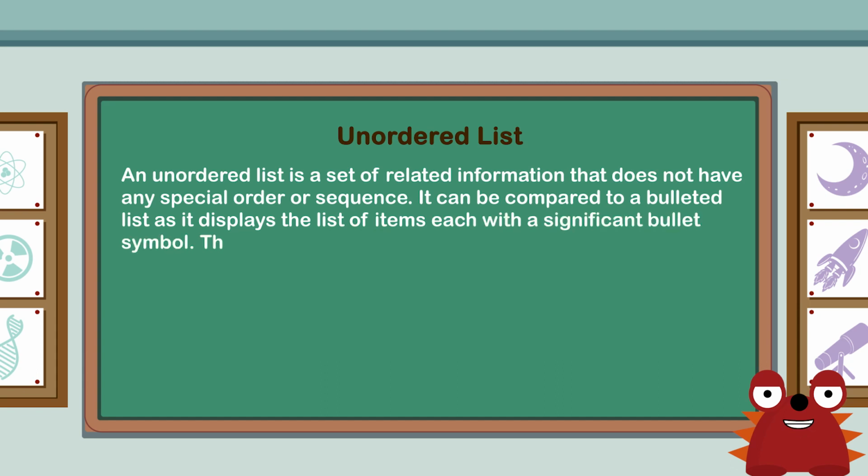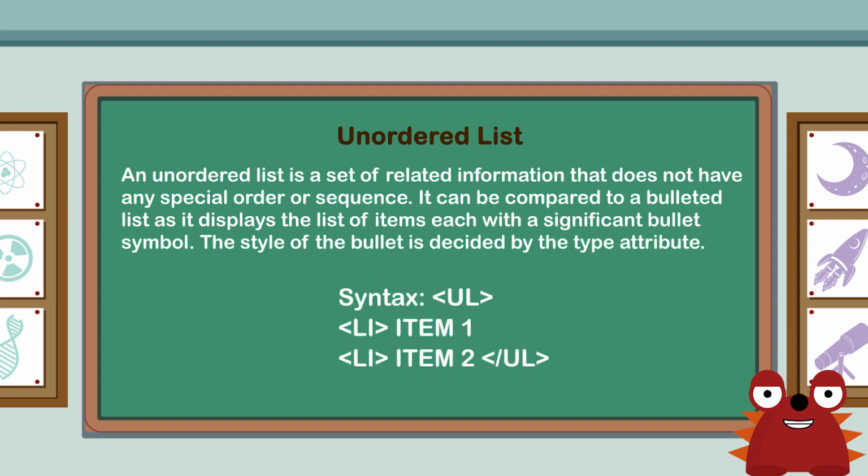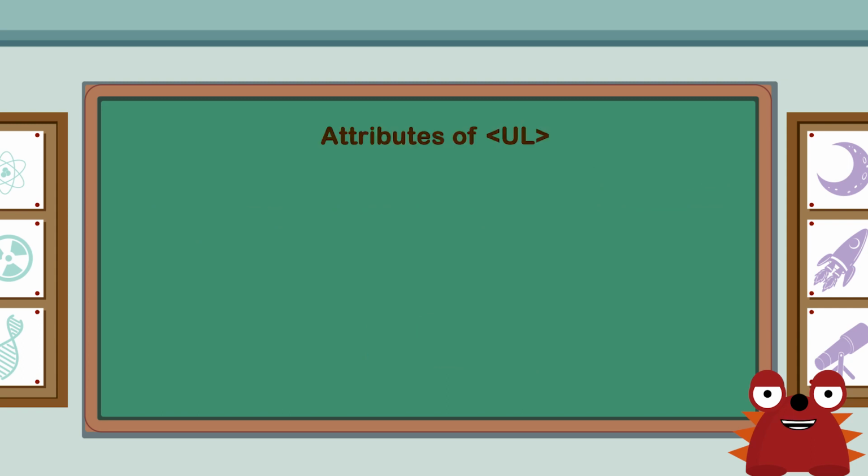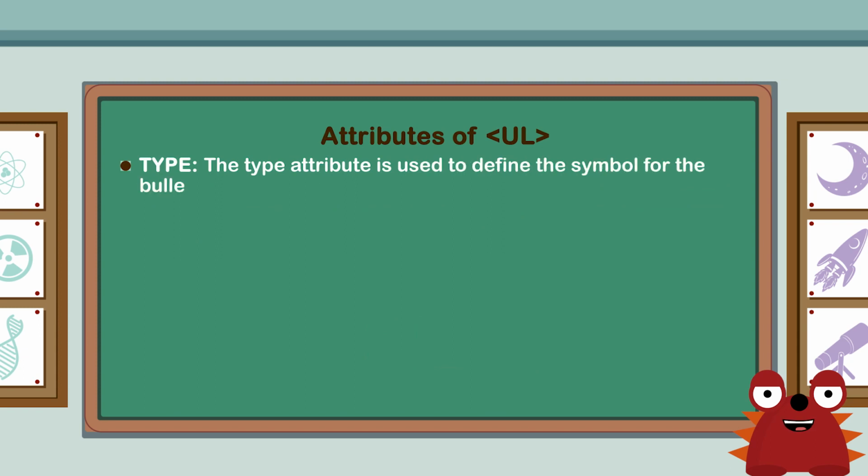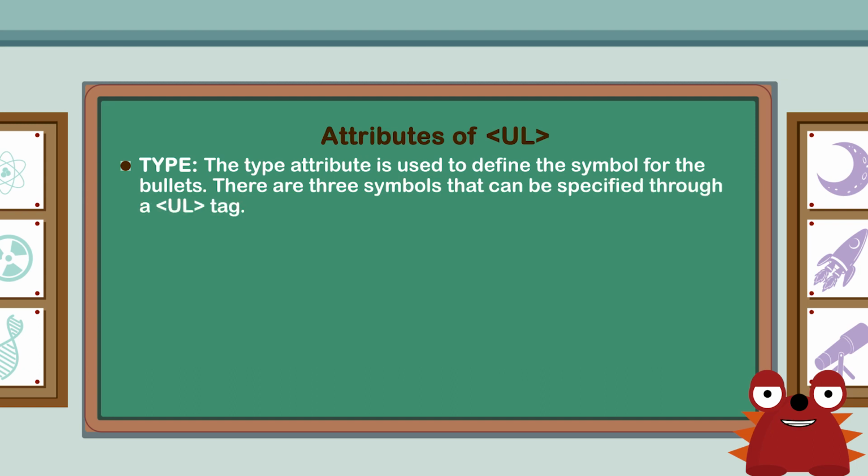The style of the bullet is decided by the type attribute. This is the syntax. Let's look at the important attributes of this tag. First is the type attribute. It is used to define the symbol for the bullets. There are 3 symbols that can be specified through this tag.